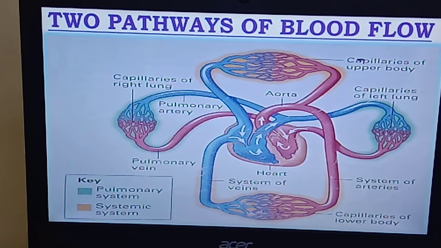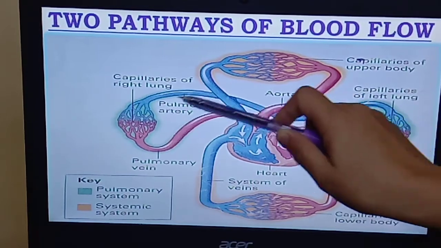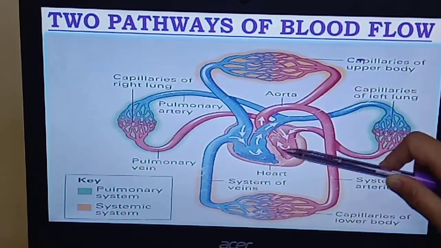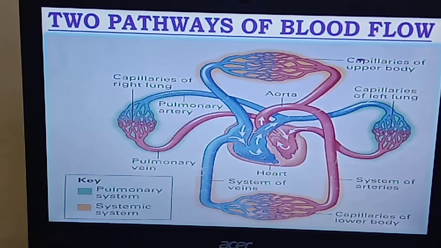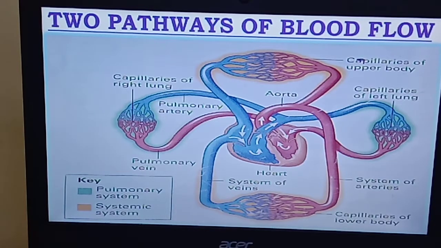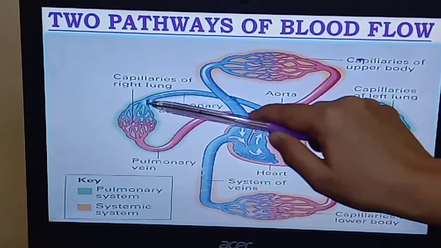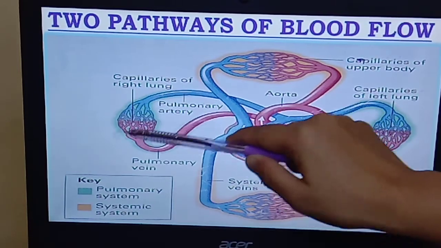Again, the pulmonary circulation is from the heart to the lungs and back to the heart. Okay. From the right side of the heart to the left side of the heart. Again, the blood, which is oxygen-depleted, flows from the right side of the heart through the pulmonary arteries into the lungs.